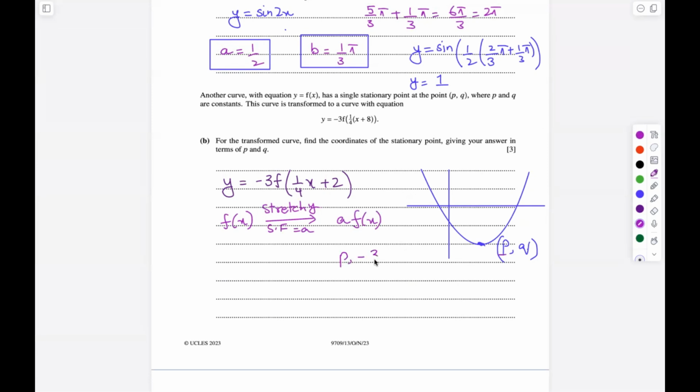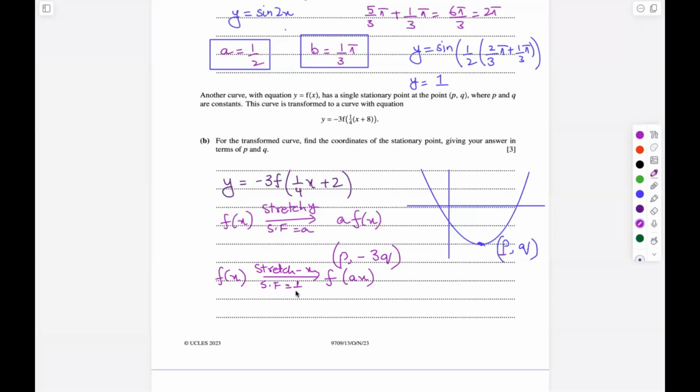So after a stretch of minus 3 in the y direction, the coordinates will now become p and minus 3q. Then moving on to understand what 1 upon 4 x plus 2 means. If we have a function f of x, and it now becomes f of a x, this represents a stretch in the x direction, and this will have a scale factor of 1 upon a.